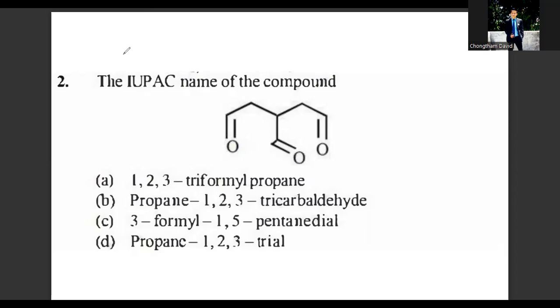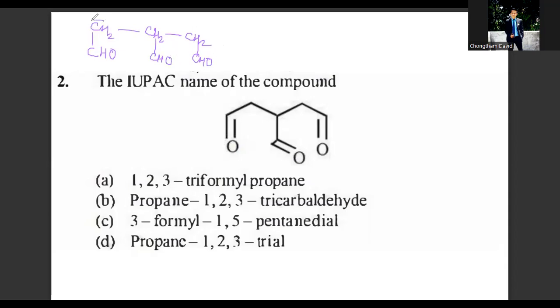Okay, so this is in bond line notation. I will write down the expanded form of the given compound. CH2, CH2, CH2. So this must be the expanded structure of this given bond line notation.